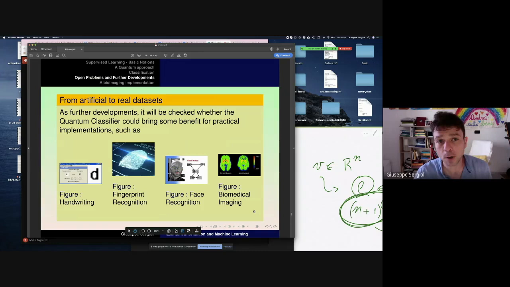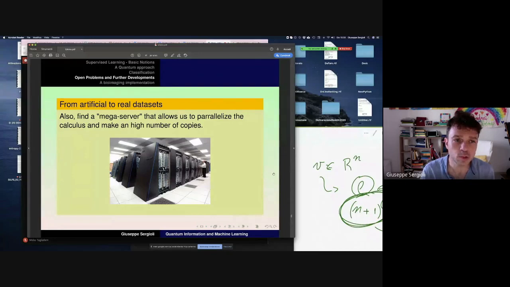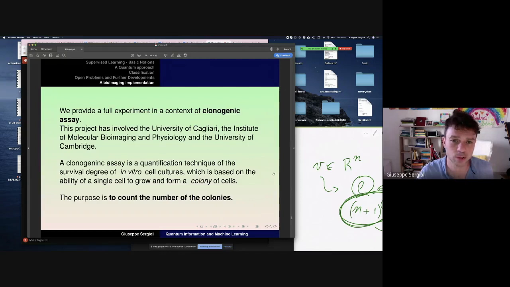Another point is to move the investigation from the theoretical to the practical aspect. Related to this, as Leo said, using the parallelization, as Leo did, is very important. But if we can deal with a mega server, it will be possible to use a very, very large number of copies. And it will allow us to make an experiment over really big data. What we are actually doing is an experiment on a not big but large data set regarding the clonogenic assay. We are collaborating with the molecular biology and physiology staff of the CNR, the National Research Center, with the University of Cambridge.